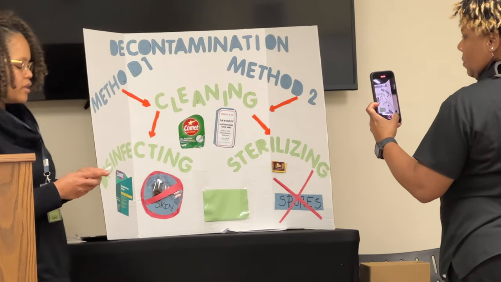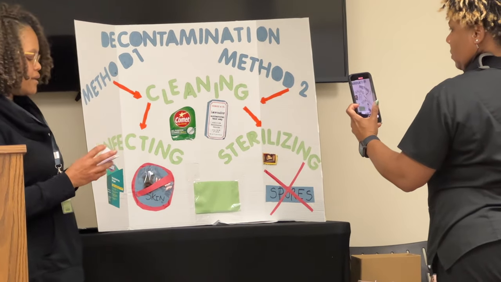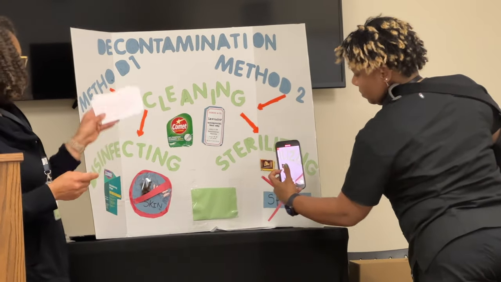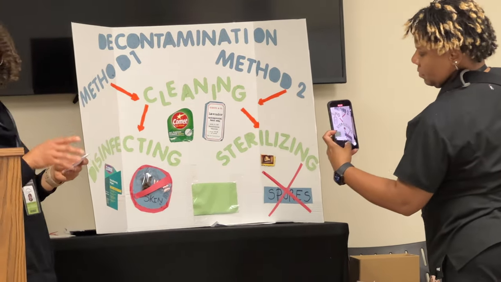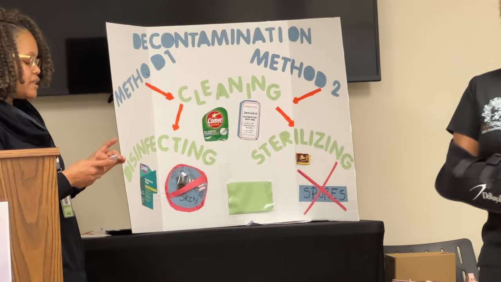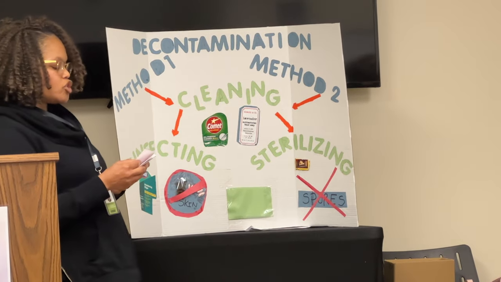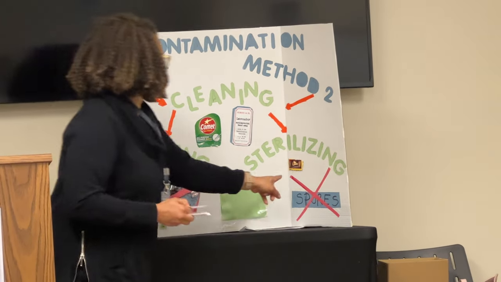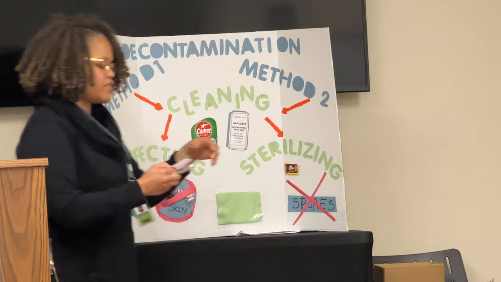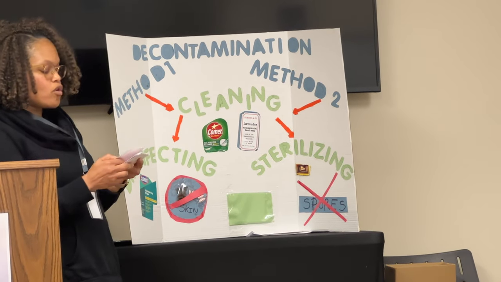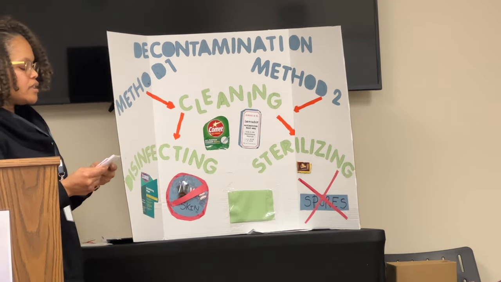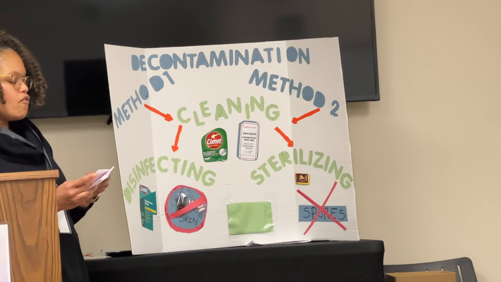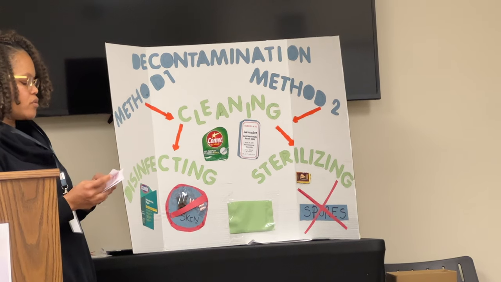Decontamination method two involves cleaning and sterilizing. We already talked about the cleaning, it's the same for method two. Sterilization is the process that completely destroys all microbial life, including spores. So that's what the X is for, it gets rid of that. It is the highest form of decontamination. Sterilization actually kills germs, including most resistant forms of bacterial spores.